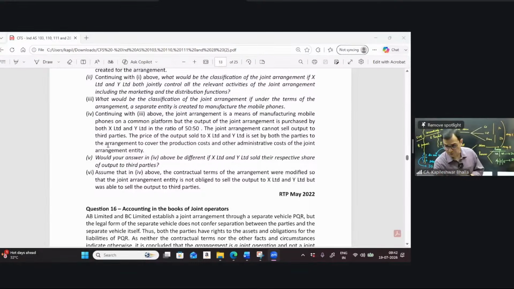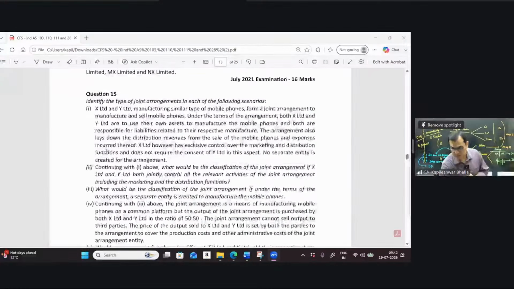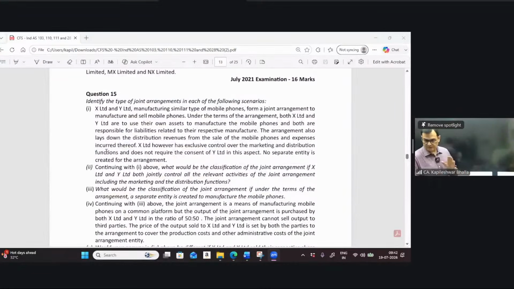So just to connect a few dots, I'm going to add some notes regarding question number 15. I'm keeping the question in front of the screen so that you can correlate the inputs, one-liner answers. So we can say in the first case, there is no separate vehicle, so it would be a joint operation. And in the second situation, I would say the answer would remain the same, because even if the distribution and the marketing activities are not under exclusive control, it doesn't make a difference.